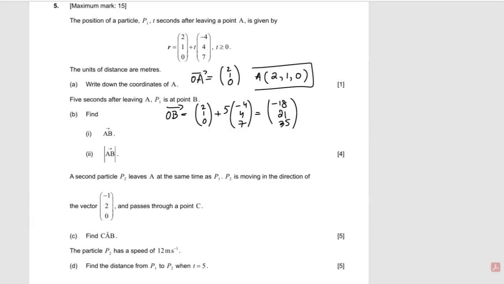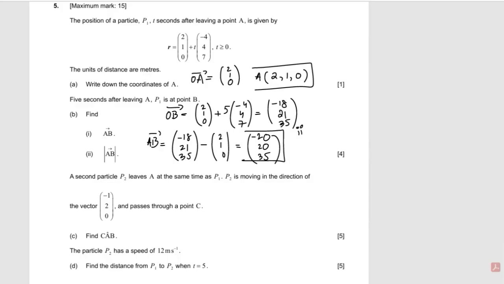I've got OA. Let's get AB. How do we get it? OB minus OA. Vectors (-18, 21, 35), and just subtract (2, 1, 0). And that's going to be (-20, 20, 35). That is the AB vector. So next part they're saying find the magnitude.